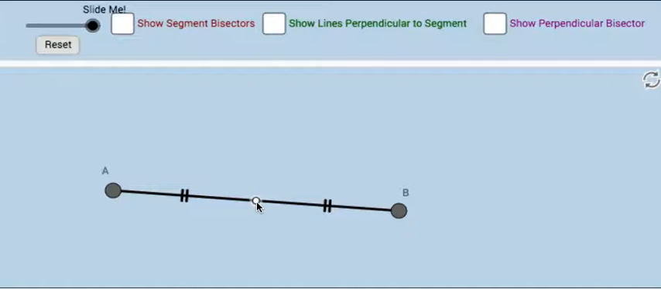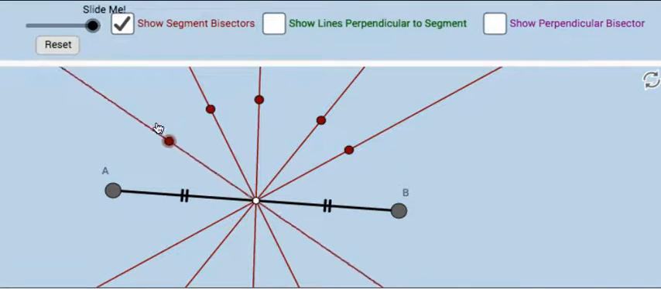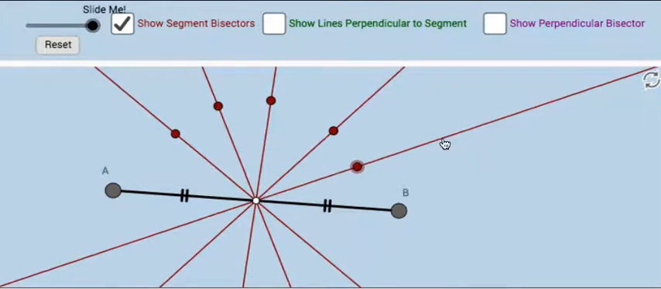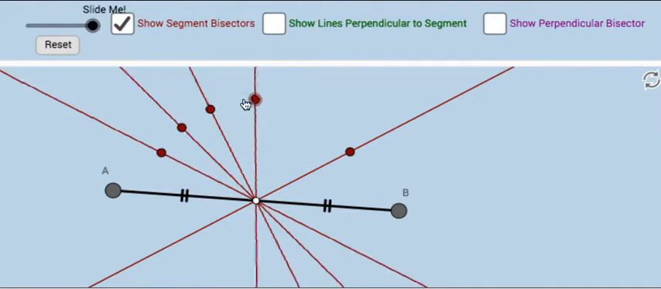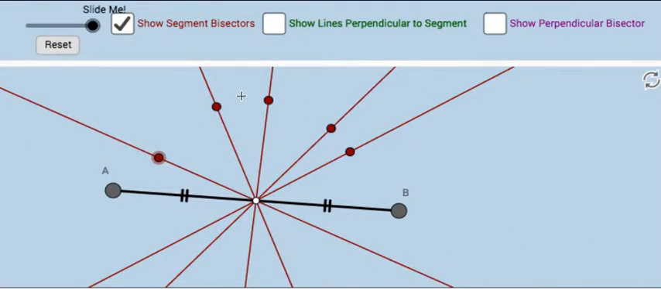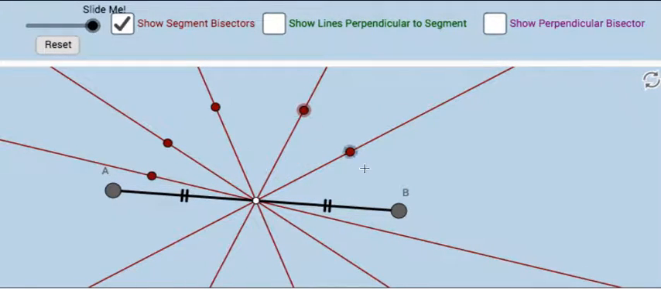So keep that in mind. That white point is a midpoint, and if we click this checkbox up here, it says show segment bisectors. Here we just see 5 of them, but there are technically infinitely many segment bisectors of segment AB. Well, what's common about all of these segment bisectors? I can move them any which way that I want, right? But this line and that line, what do they all have in common?